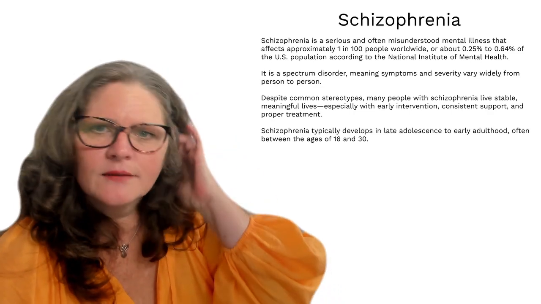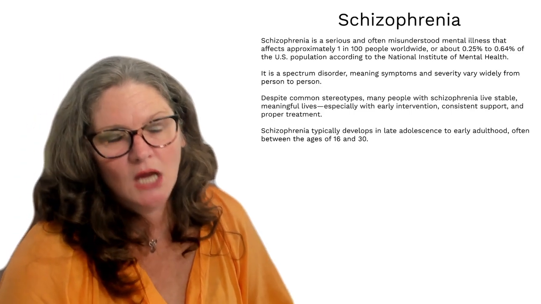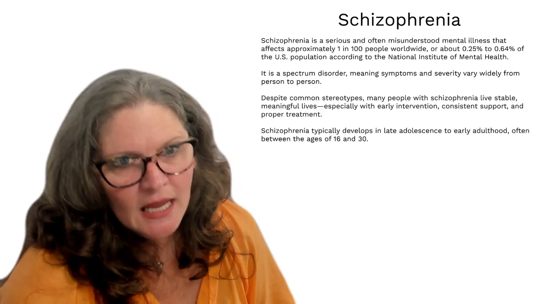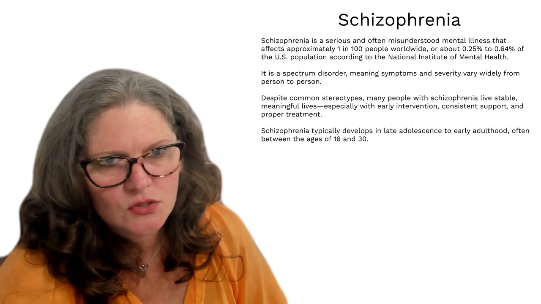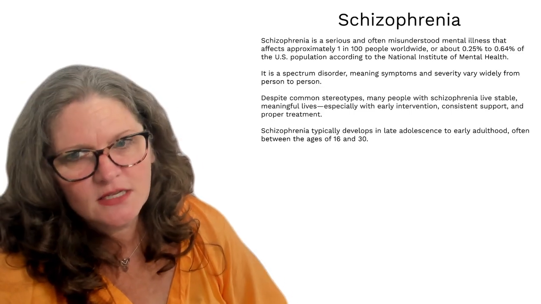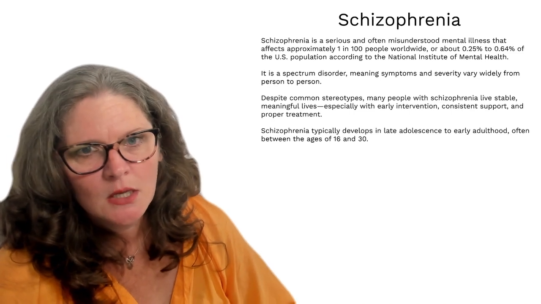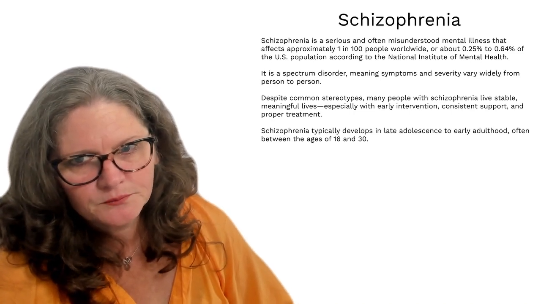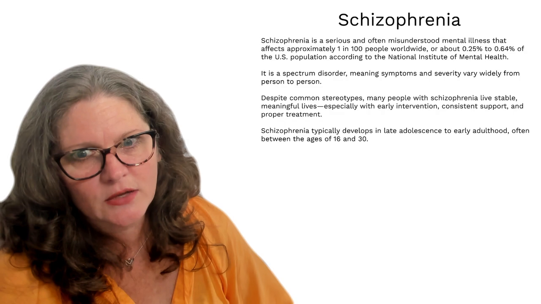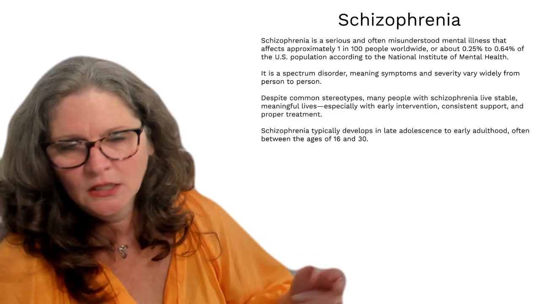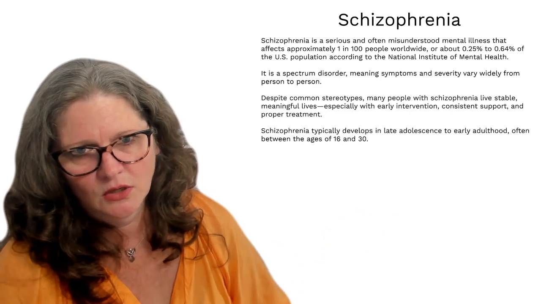So schizophrenia. It affects approximately 1 in 100 people worldwide. And the statistic for that is a little bit lower for the US population. As you can see here, about 0.25% to about 0.64% of the US population suffers from schizophrenia. It is very much a spectrum disorder. Like all of these are spectrum disorders. It's not black and white. There's shades of gray in this whole conversation.